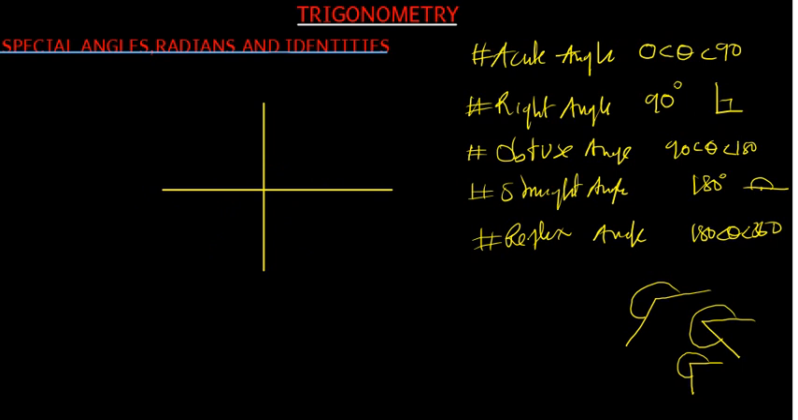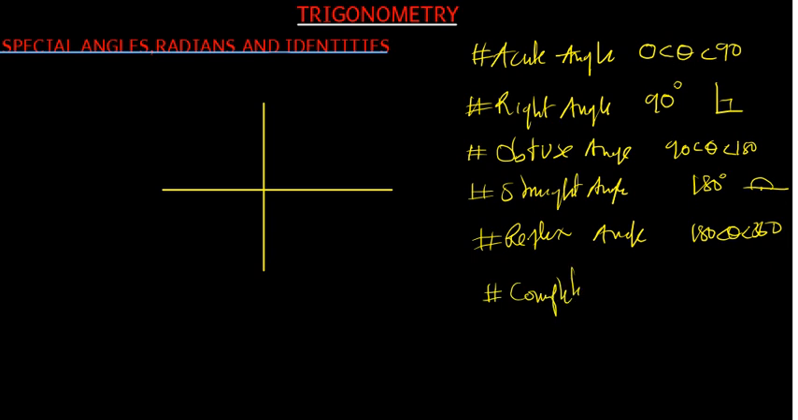Alright, so apart from a reflex angle, the last angle that we want to look at is a complete turn, complete revolution, or a full rotation. So that is exactly 360 degrees. That's simply a circle, which is 360 degrees. So these are the angles that we need to get to understand.